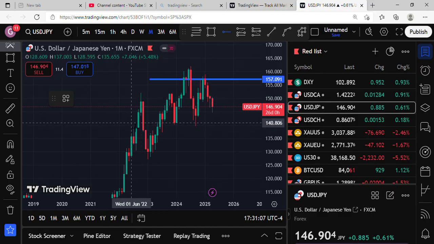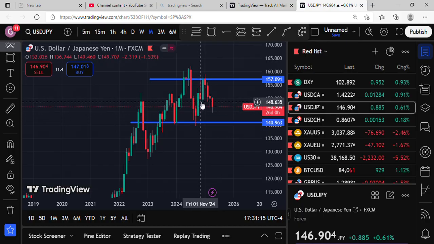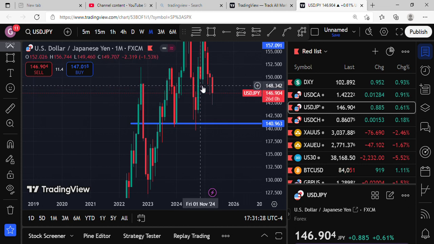So I see this level of support here as well, and then what I see is this fair value gap. We tapped into it the first time. For the first time we moved up, tapped into this order block, retraced, we filled the fair value gap, the remainder of the fair value gap, which is right here. Let me enlarge it so that you can see.